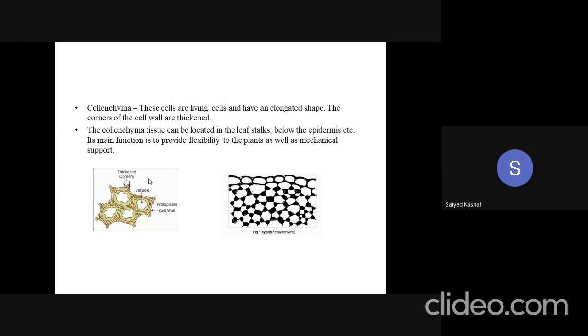Now the second one is collenchyma. These cells are living cells and have an elongated shape, and the corners of the cells are thick, and you can see the corners of the cells are thick due to the deposition of hemicellulose, cellulose, and pectin. This collenchymatous tissue can be oval, spherical, or polygonal in shape, and its function is to provide flexibility and mechanical support to the plant. And this collenchymatous tissue can be located in the leaf stalk and below the epidermis. This is the image of the collenchymatous tissue.